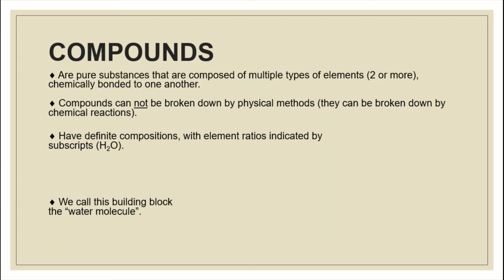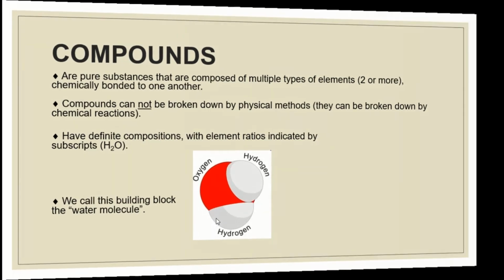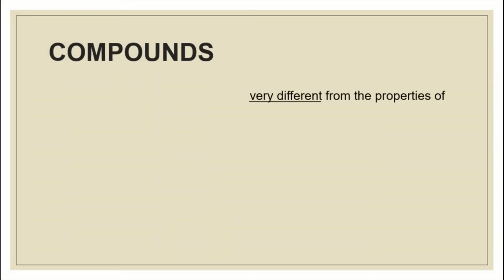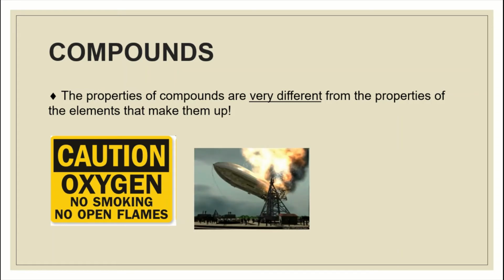We call this building block the water molecule. Okay, so there's one oxygen, two hydrogen. That's why H, two hydrogen, O, mono. So may one, automatic yan, may one dyan. That's why yan yung kanyang composition. The properties of compounds are very different from the properties of elements that make them up. Caution: oxygen, no smoking, no open flames. They are very flammable. Yan sila yung mga compounds.